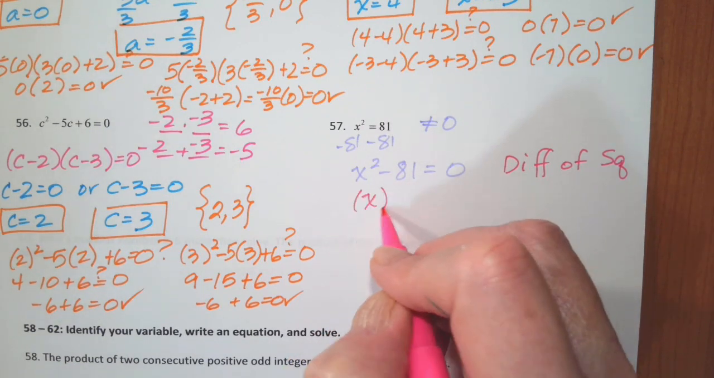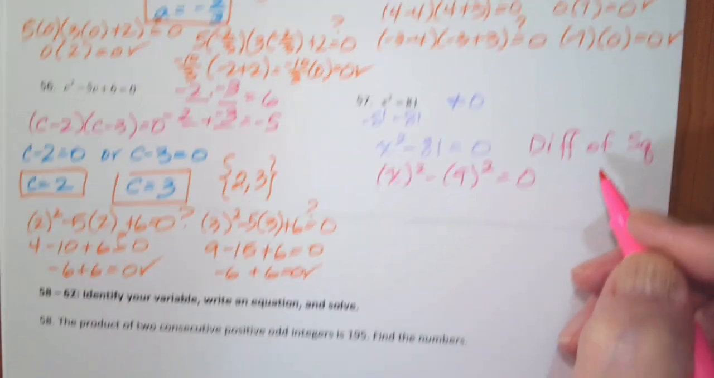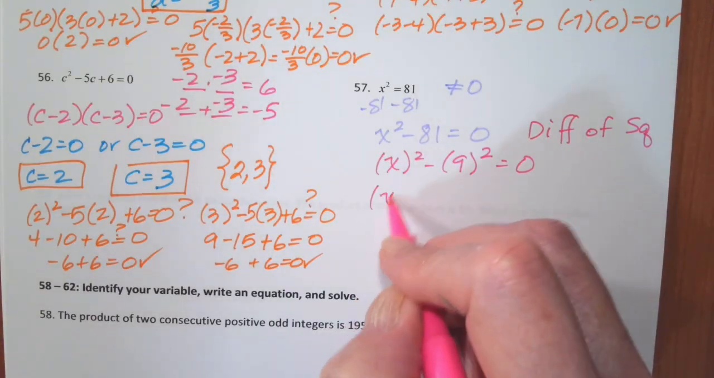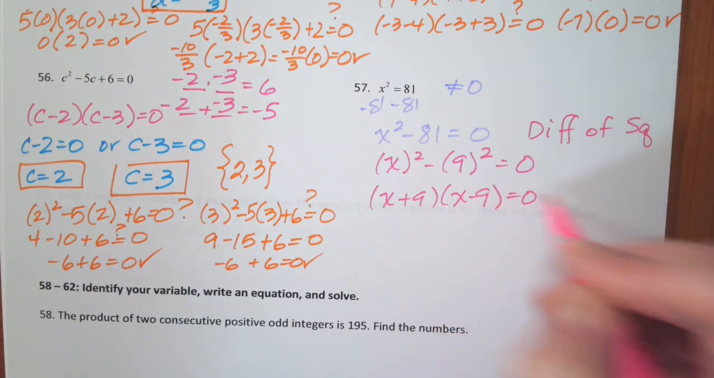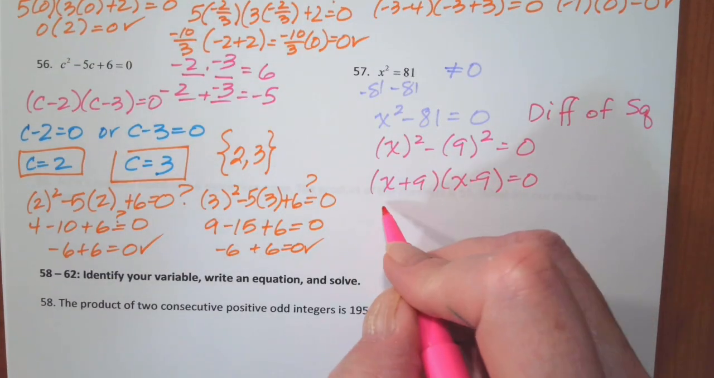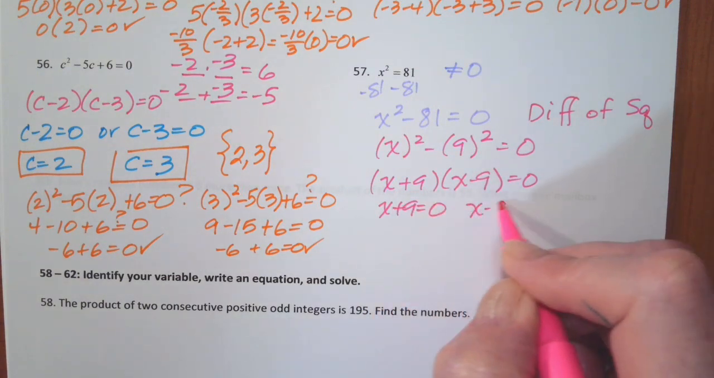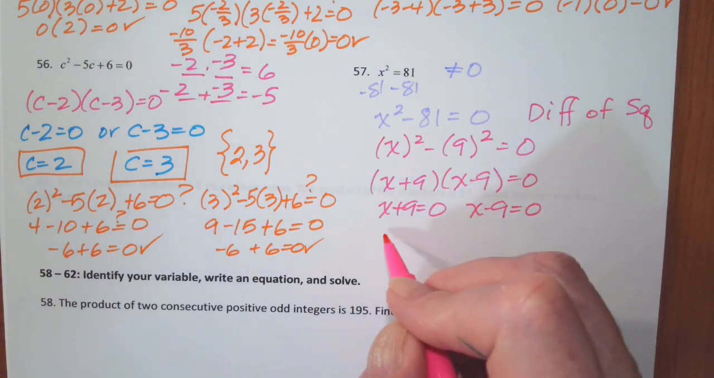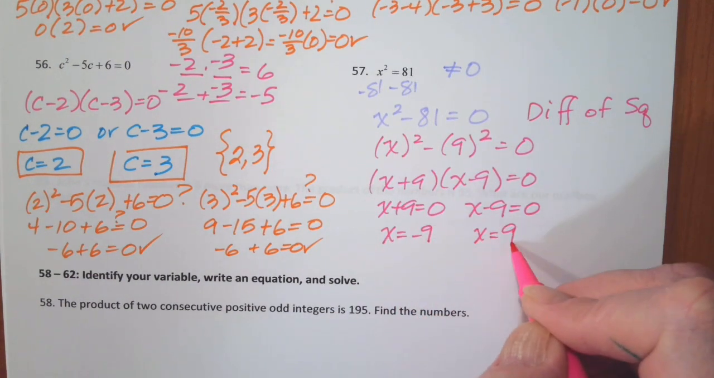So this becomes x to the second minus 9 to the second, which factors into x plus 9 times x minus 9. So x plus 9 equals 0, x minus 9 equals 0, so x equals negative 9, x equals 9.